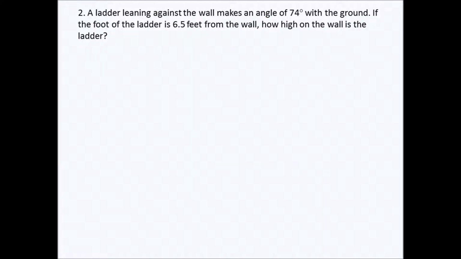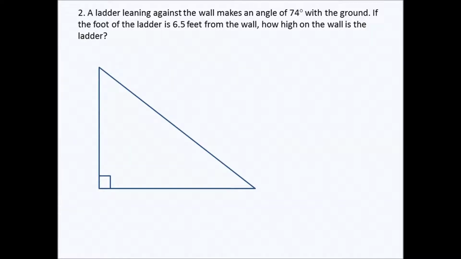A ladder leaning against the wall makes an angle of 74 degrees with the ground. If the foot of the ladder is 6.5 feet from the wall, how high on the wall is the ladder? The first step is to draw a right triangle. The next step is to label the sides of the triangle. We're first told that a ladder is leaning against the wall. The ladder is represented by the hypotenuse. So the hypotenuse represents the ladder.